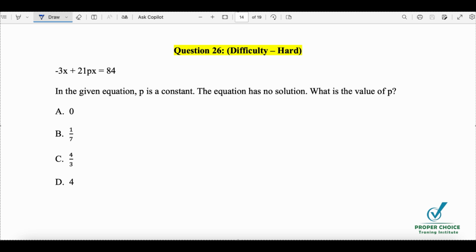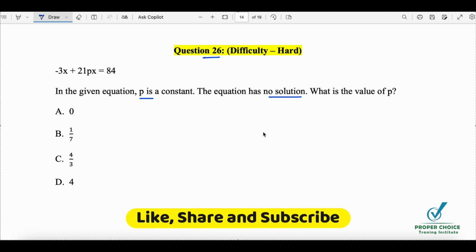So now let's continue with question number 26 here. It says minus 3x plus 21px is equal to 84. In the equation, p is a constant. The equation has no solution. What is the value of p? They are trying to say if this equation has no solution, what is the value of p? How are we going to do this?